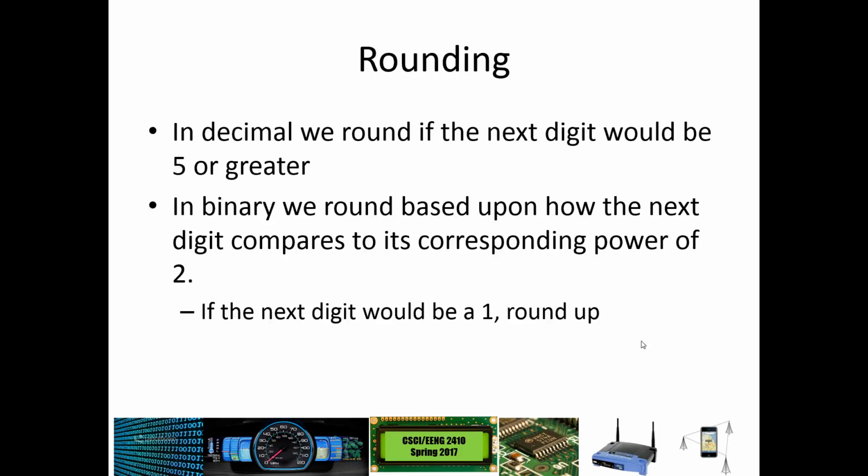In rounding, when you're working in traditional decimal, you may remember a rule where if the next place would be 5 or greater, you round up. Otherwise, you round down or just truncate. In this case, if the next digit would be a 1, that is when we will round up. Otherwise, we will just truncate or round down.